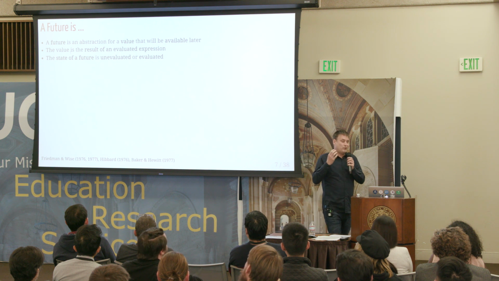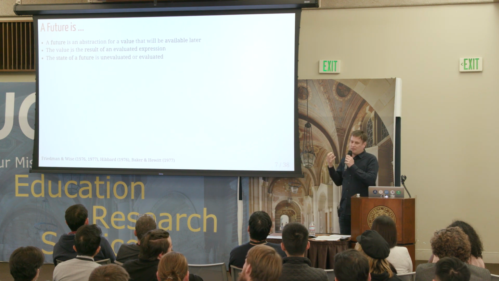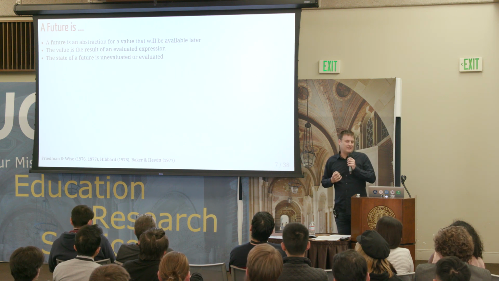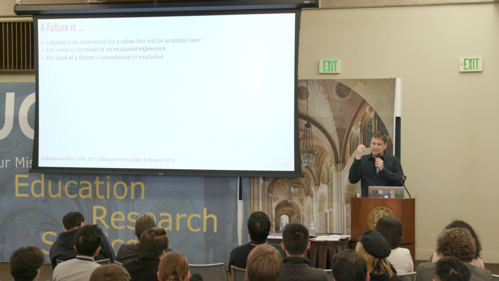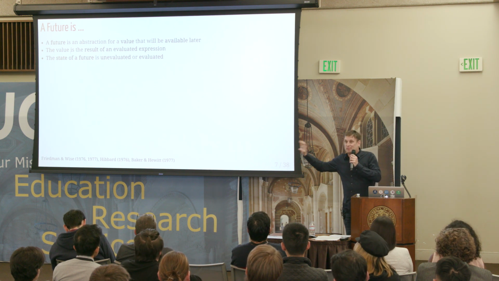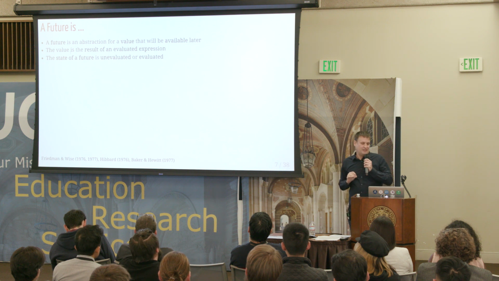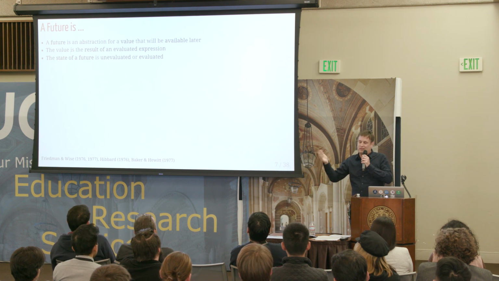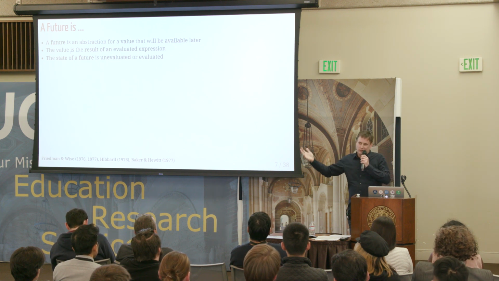But in programming, the concept of a future is an abstraction of a value that will be available later. And that value is the result of evaluating an expression, an R expression. And also, the state of the future is either unevaluated or evaluated, or non-resolved or resolved.